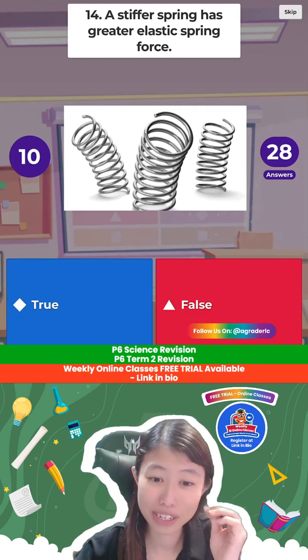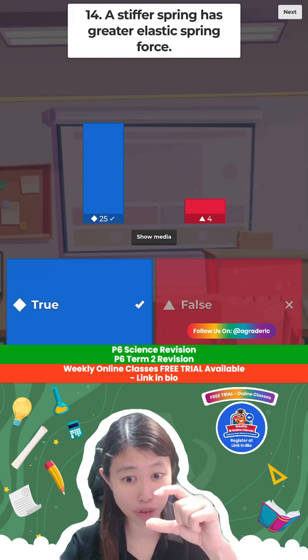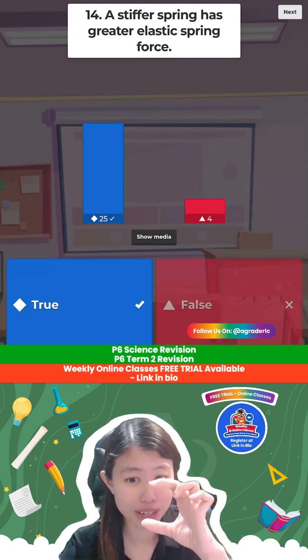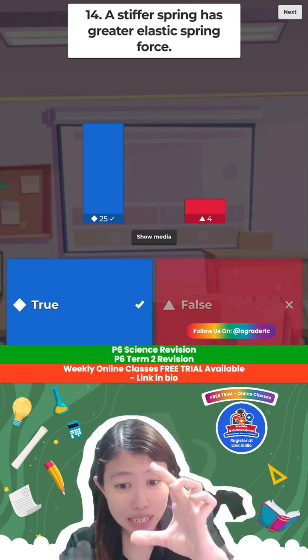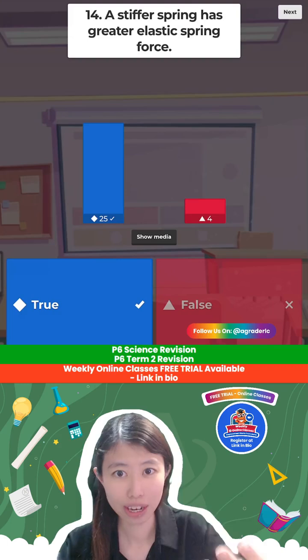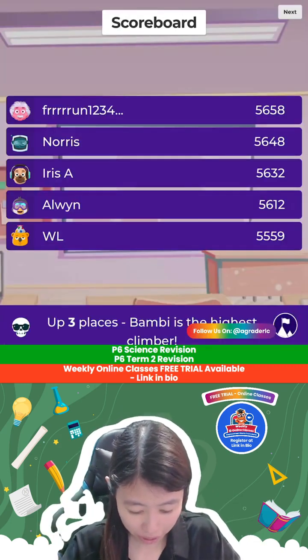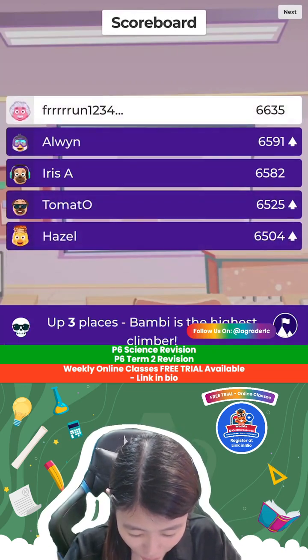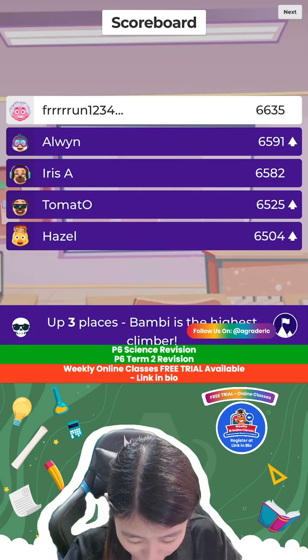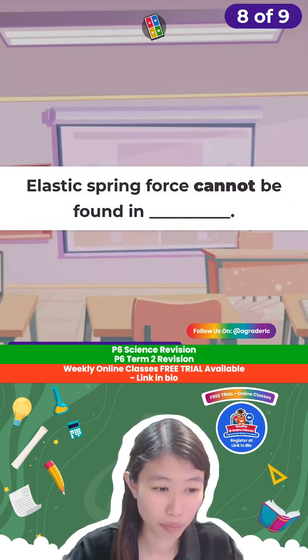This is about your forces. Very good. When a spring is stiffer, that means harder to press, when you manage to press it and you release it, you also produce a harder force, a greater elastic spring force. Okay? Farron, Elwin, and Iris. Okay. Second last question.